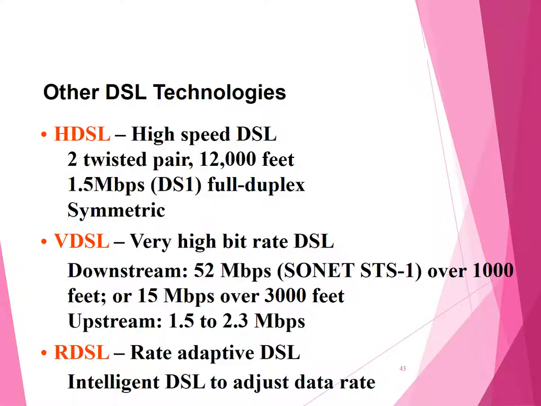Frame, ATM. Other DSL technologies: HDSL, high speed DSL, two twisted pairs, 12,000 feet, 1.5 Mbps, DS1, full duplex, symmetric. VDSL, very high bit rate DSL, downstream 52 Mbps, SONET STS-1 over 1000 feet or 1500 Mbps over 3000 feet, upstream 1.5 to 2.3 Mbps. Adaptive DSL, intelligent DSL to adjust the data rate.